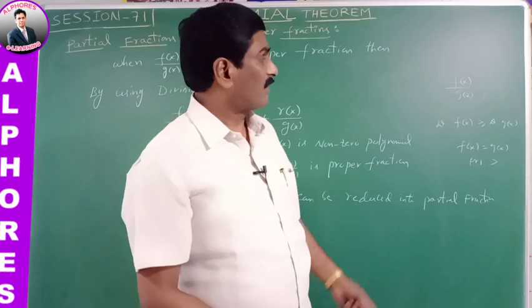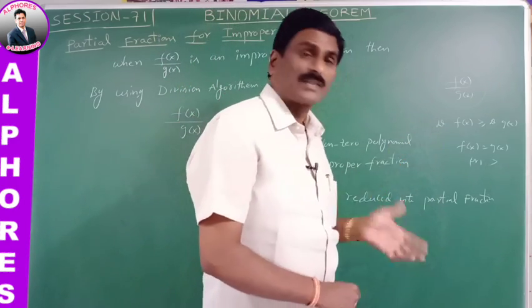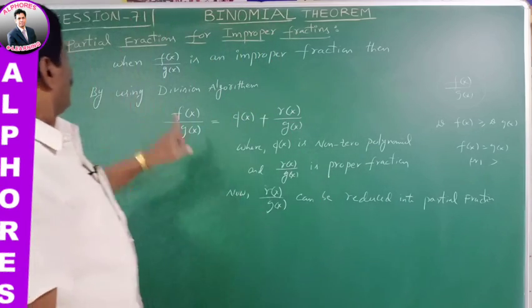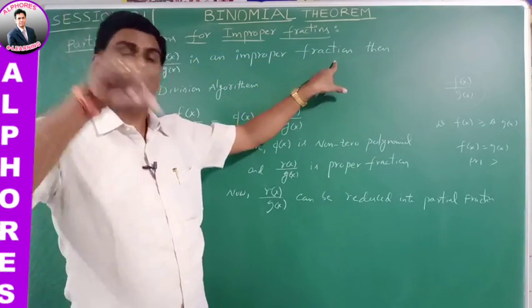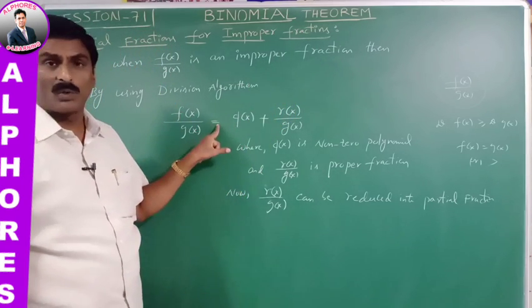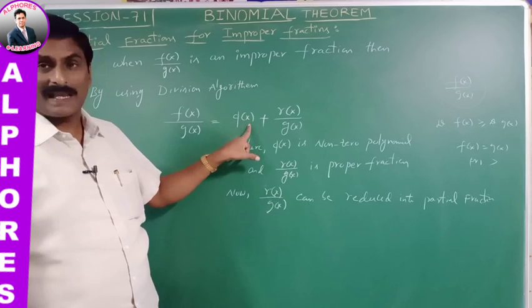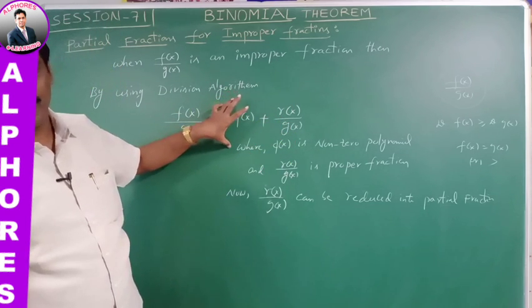In this case, there will be two cases. In both of the cases, we can do it this way. Please observe this value. When f of x by g of x is an improper fraction, by using the division algorithm, this can be reduced into f of x by g of x is equal to the quotient q of x plus r of x by g of x. Already we know about this, the division algorithm.